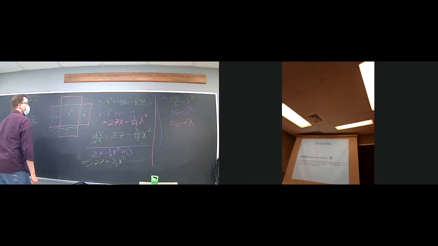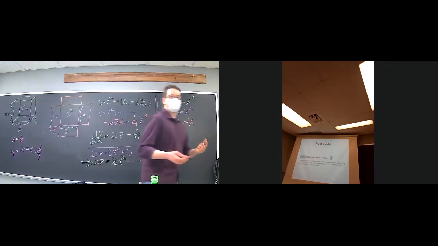I erased our equation for h, but h should have been 27 over x minus x over 4. So now to solve for h, we just plug in x equal to 6. Is everybody cool with this?